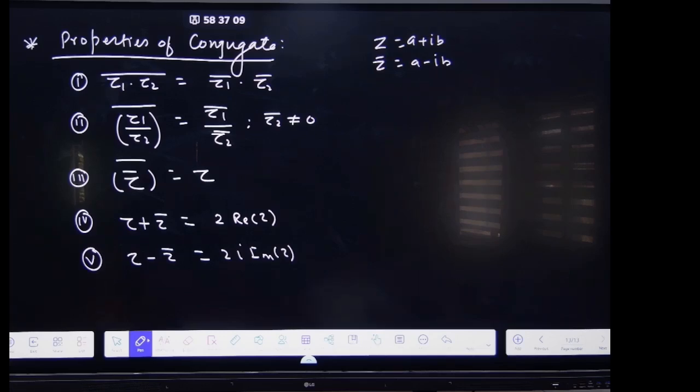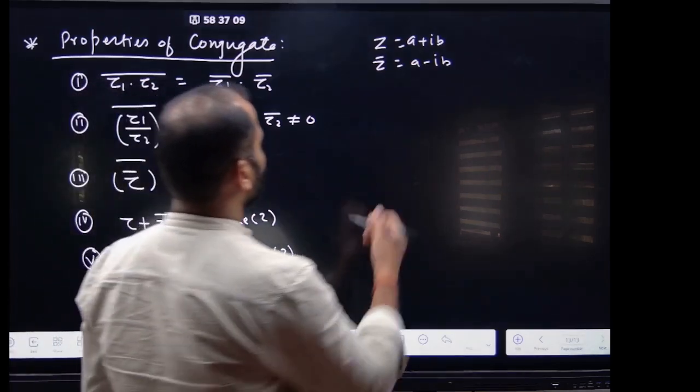We will use these. Correct. Next to write down. So, this is properties of conjugate.